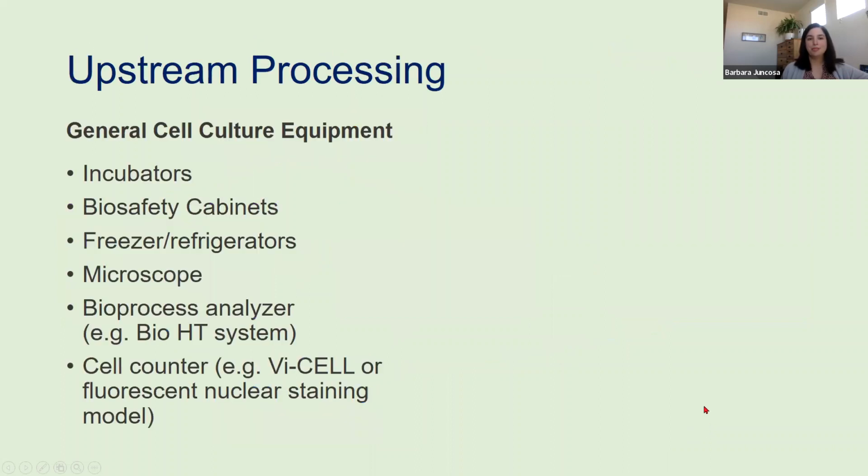Next slide. So let's start with upstream. Again, a lot of this equipment is going to be very familiar to you.